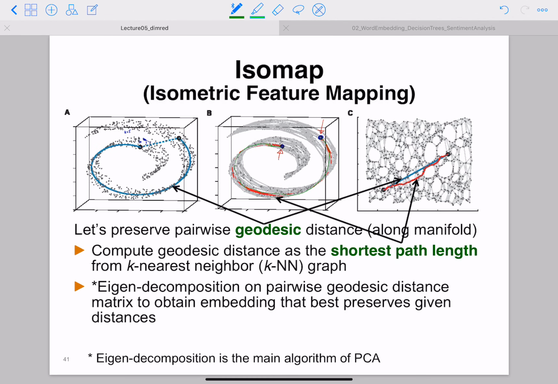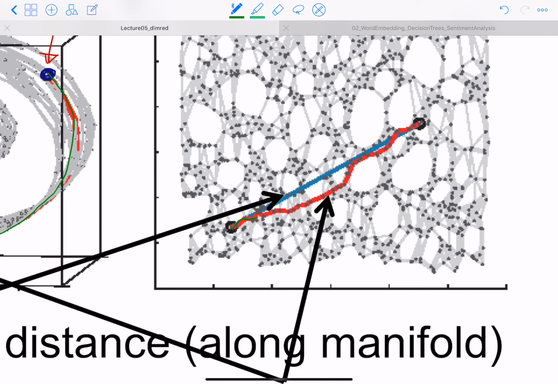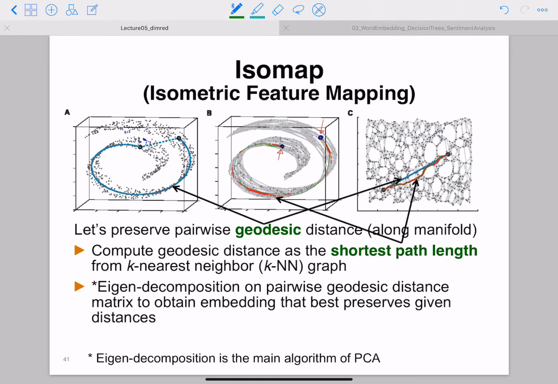And then that shortest path, or the sum of these edge weights or edge distances on the shortest path, the sum of these edge lengths along our shortest path in this graph, can be viewed as an approximate distance along this manifold.